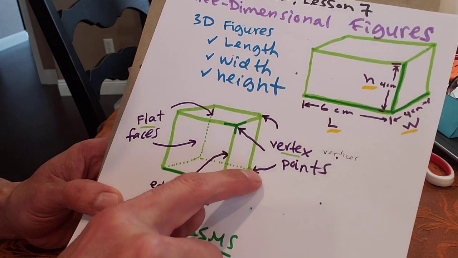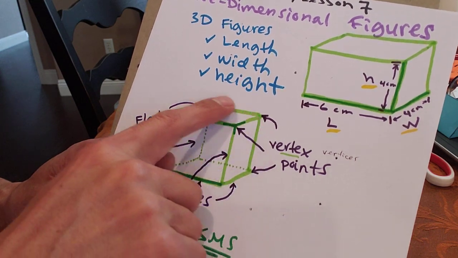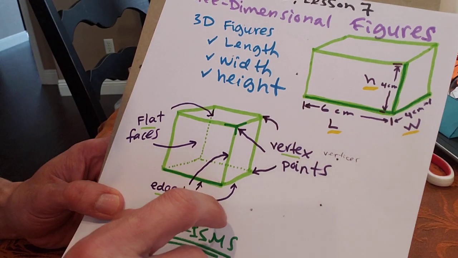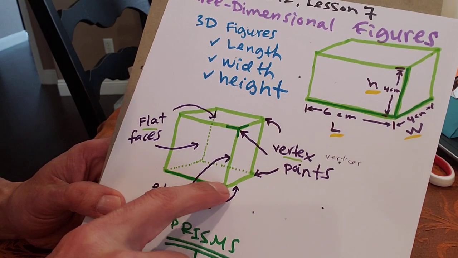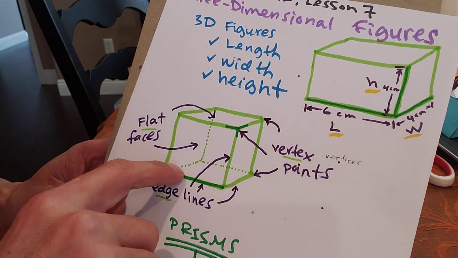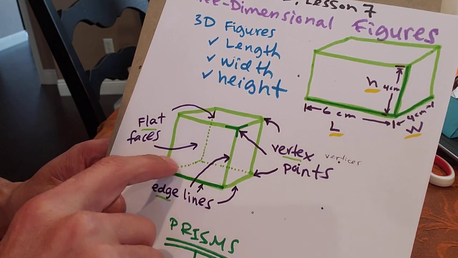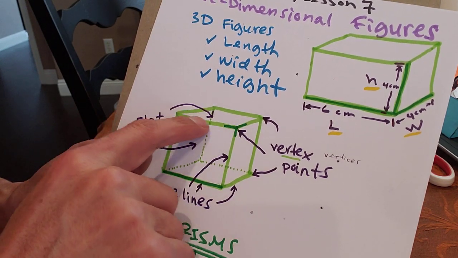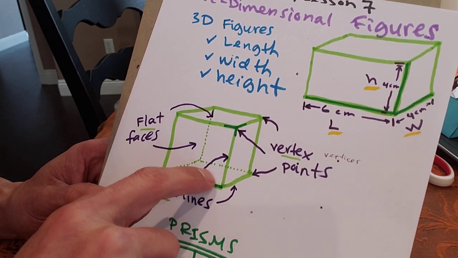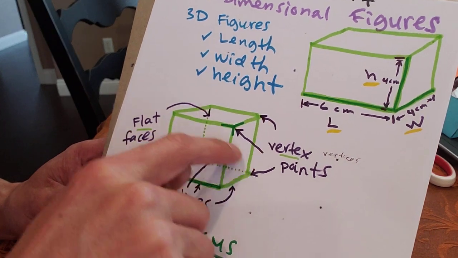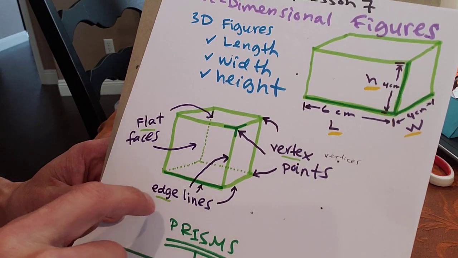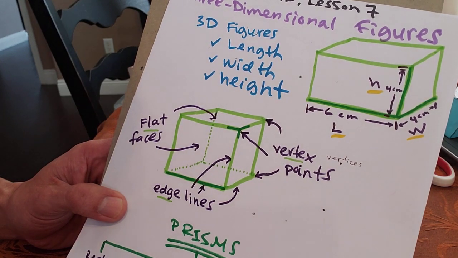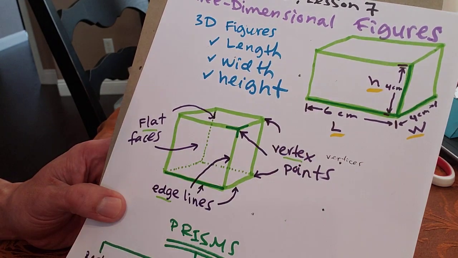And one vertex, and we're going to have multiple vertices. Here's the edge line. We will have multiple edge lines. Here's 1, 2, 3, 4 edge lines at the bottom of this figure, 4 edge lines at the top of the figure, 4 and 4, that's 8. Then you also have 4 edge lines coming down from each of those vertice points. So we do have multiple edge lines, multiple flat faces, multiple vertice points.